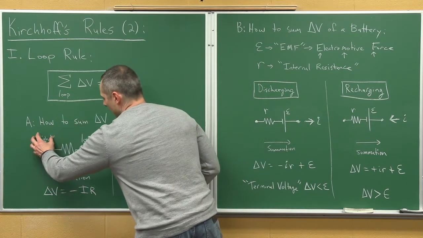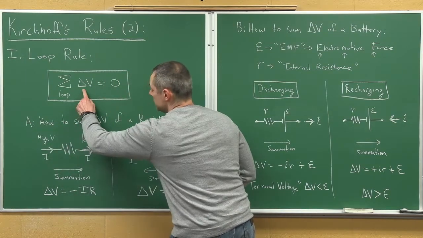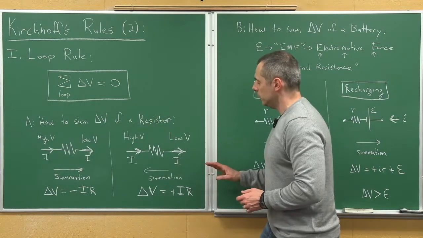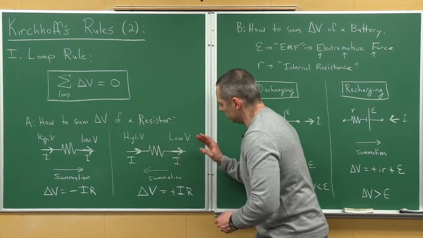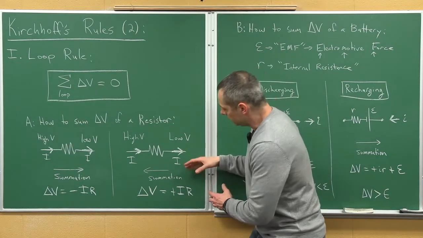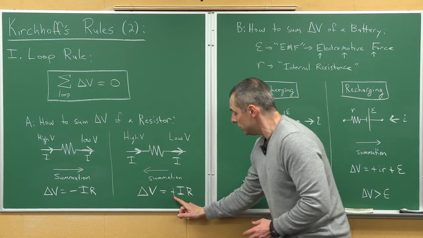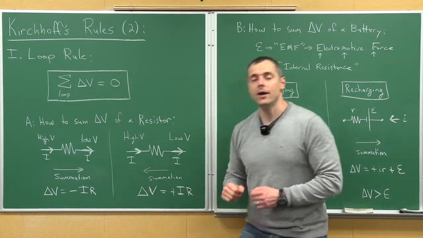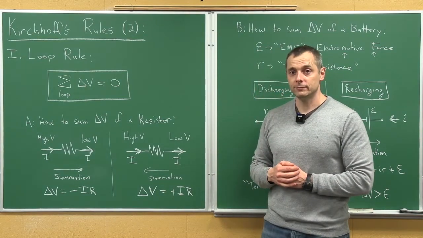You are going from high voltage to low voltage, so the voltage of this resistor in your summation will have to be negative IR. If, however, you're summing the other way through the same resistor, you're summing from a low voltage to a high voltage. So when you factor in the voltage of this resistor going this way in this calculation, you have to put plus IR instead of minus IR. All right, so let me create a pause to allow you to catch up before I move on.